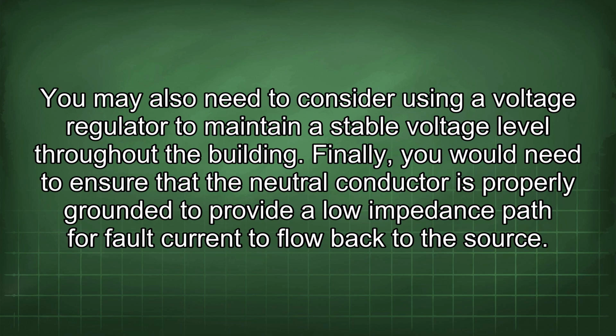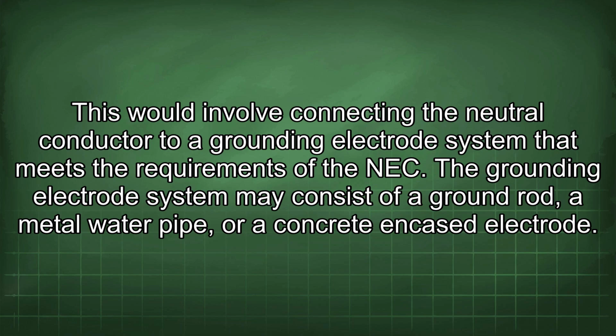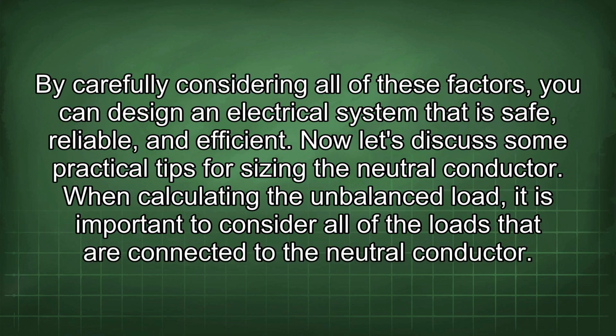Finally, you would need to ensure that the neutral conductor is properly grounded to provide a low impedance path for fault current to flow back to the source. This would involve connecting the neutral conductor to a grounding electrode system that meets the requirements of the NEC. The grounding electrode system may consist of a ground rod, a metal water pipe, or a concrete encased electrode. By carefully considering all of these factors, you can design an electrical system that is safe, reliable, and efficient.